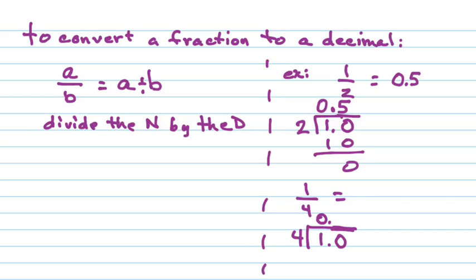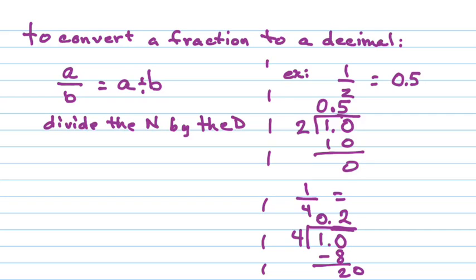Are you ready? How many times does 4 go into 1? 4 can't go into 1. It's too small. Well, 4 goes into 10 how many times? Twice. 2 times 4 is 8. Subtract that from the 10, you get a 2. Still not big enough, so we're going to add another 0.